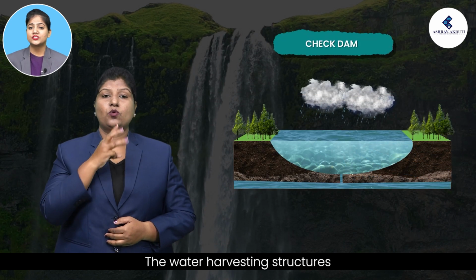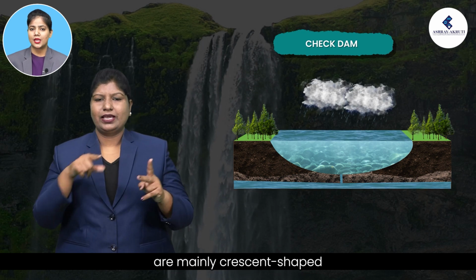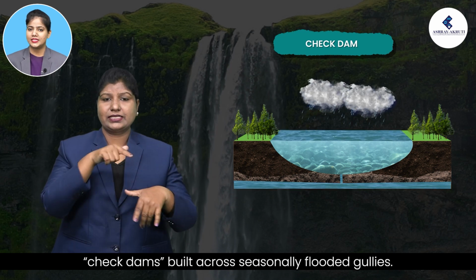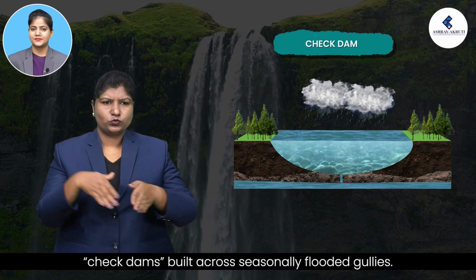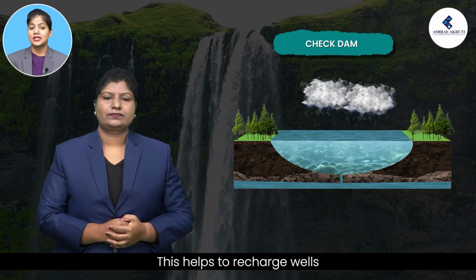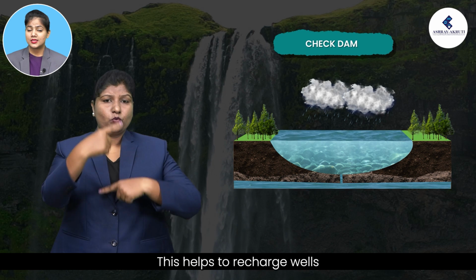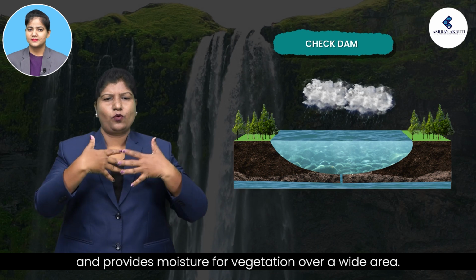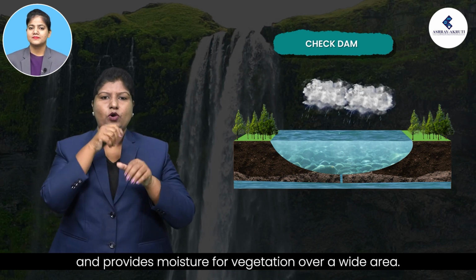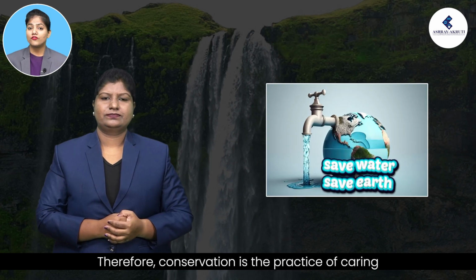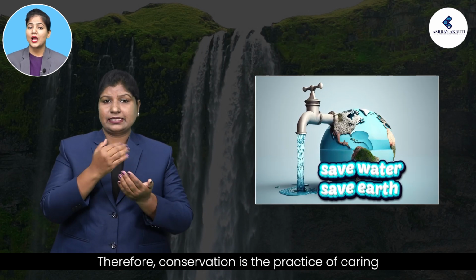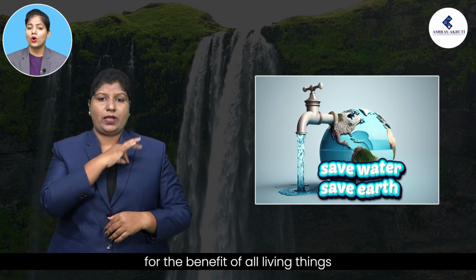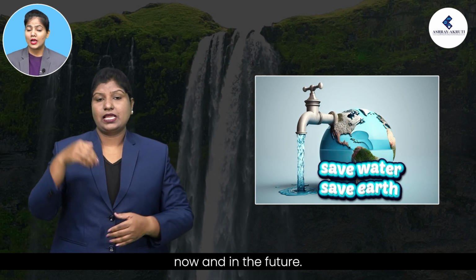The water harvesting structures are mainly crescent-shaped check dams built across seasonally flooded gullies. This helps to recharge wells and provides moisture for vegetation over a wide area. Therefore, conservation is the practice of caring for these resources for the benefit of all living things now and in the future.